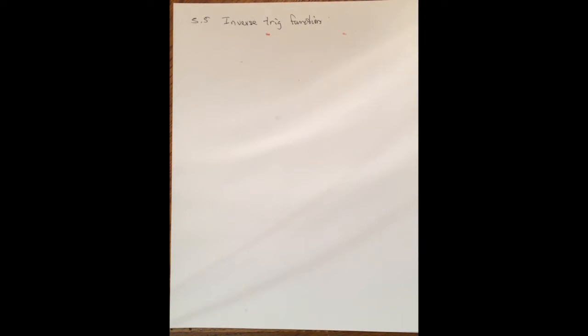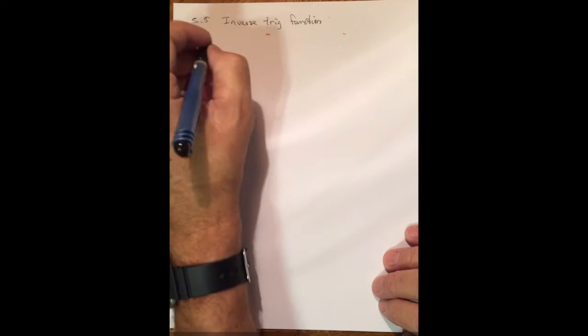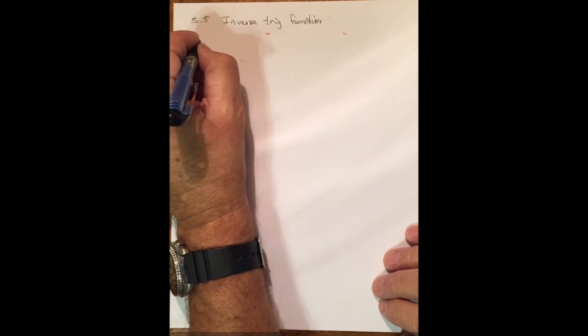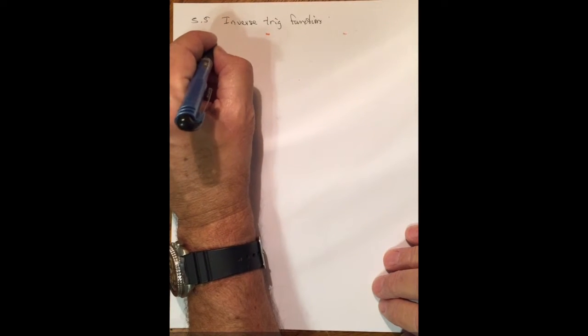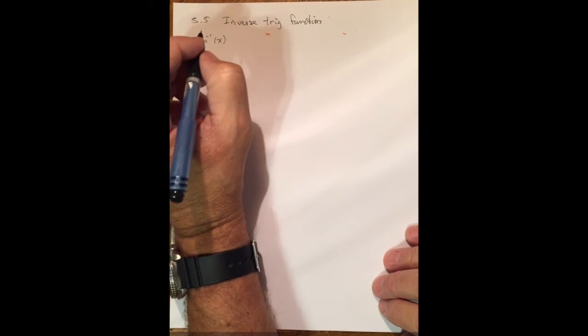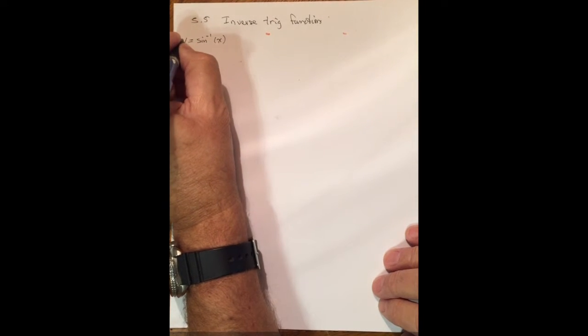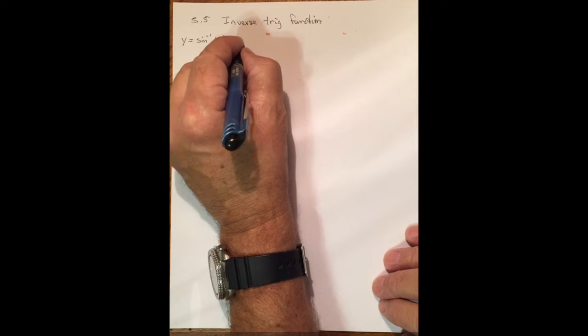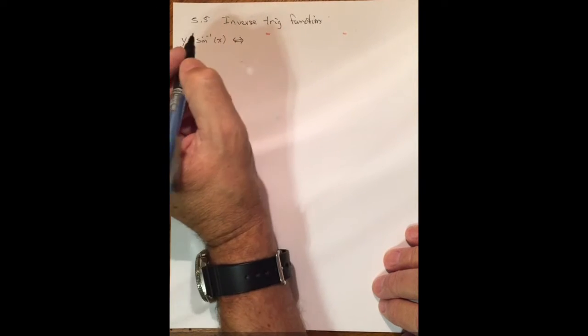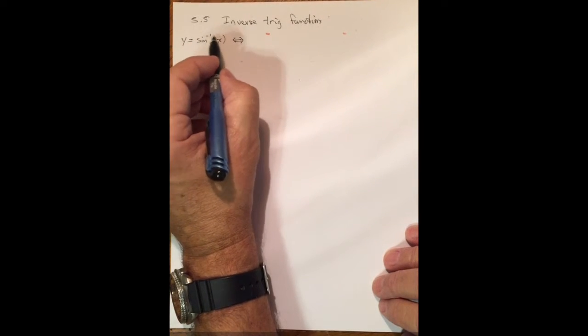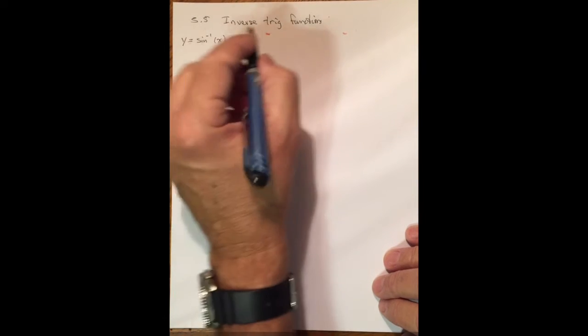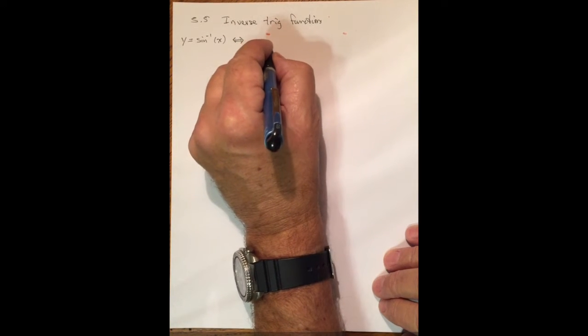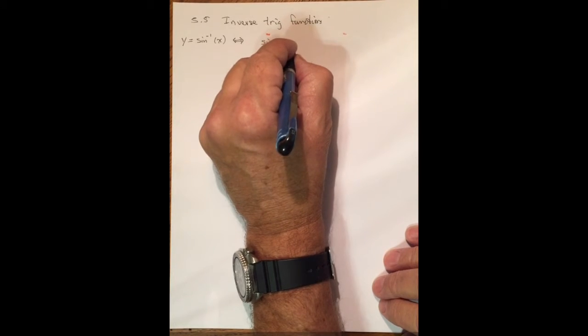Now, section 5.5 is dealing with inverse trig functions. So now let's talk about this. If we look at the inverse sine of x, so if I said y equals inverse sine of x, now again, this is kind of like a logarithm. The notation is not good. This is not the reciprocal. So if I take the sine of both sides, I get the sine of y equals x.